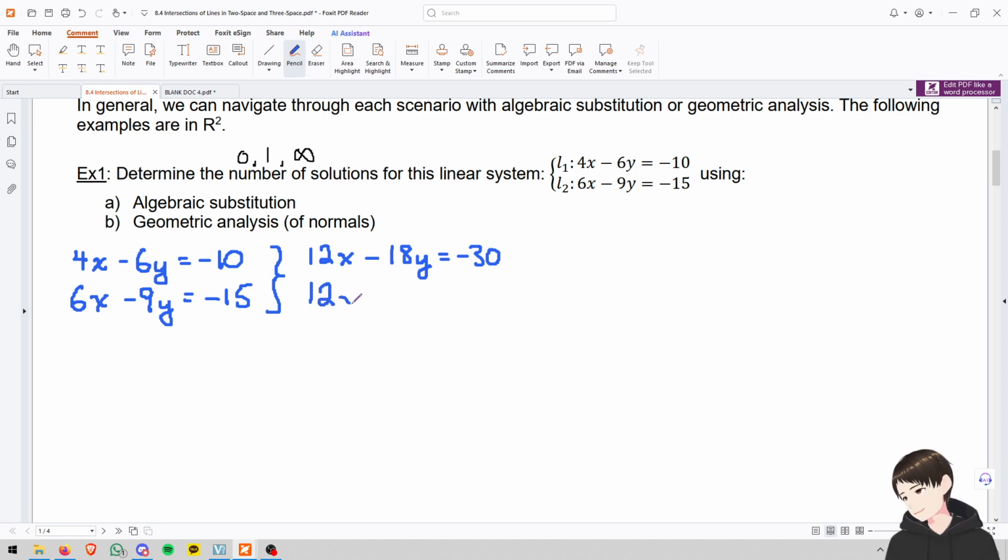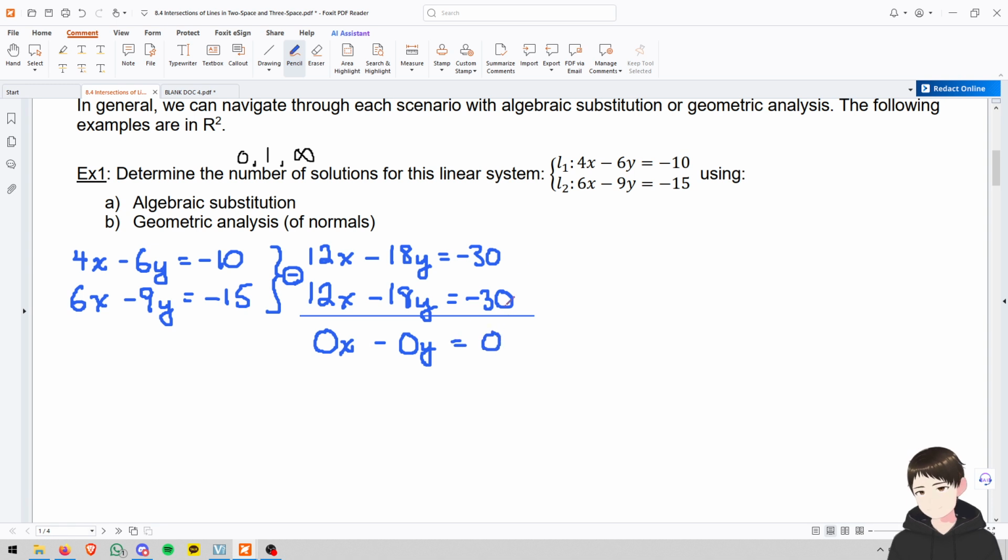I have 12x minus 18y equals negative 30. Oh, wait a minute. What do you notice? So because 12x and 12x are the same, I am going to subtract the top equation from the bottom equation. But what we get is a 0 minus a 0 equals a 0. What does that mean?